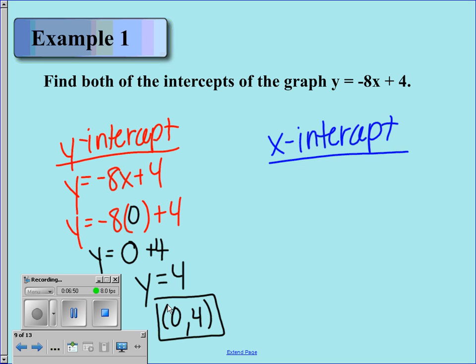Now I'm going to find my x-intercept. In order to find my x-intercept, I take my same equation. But now I'm going to let y equal 0.